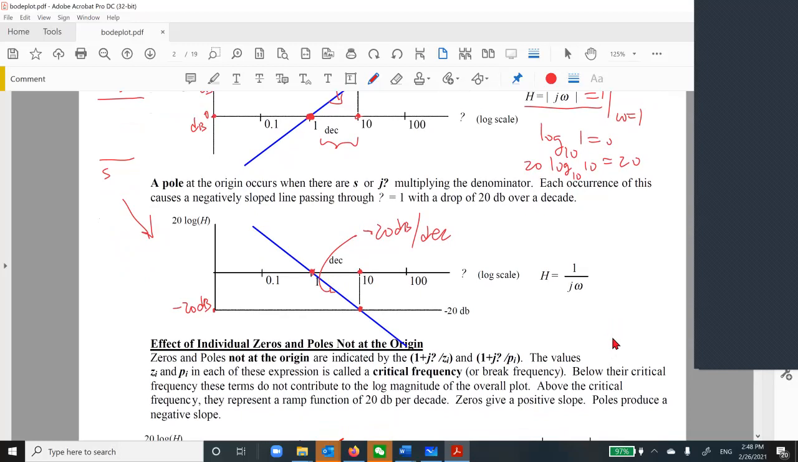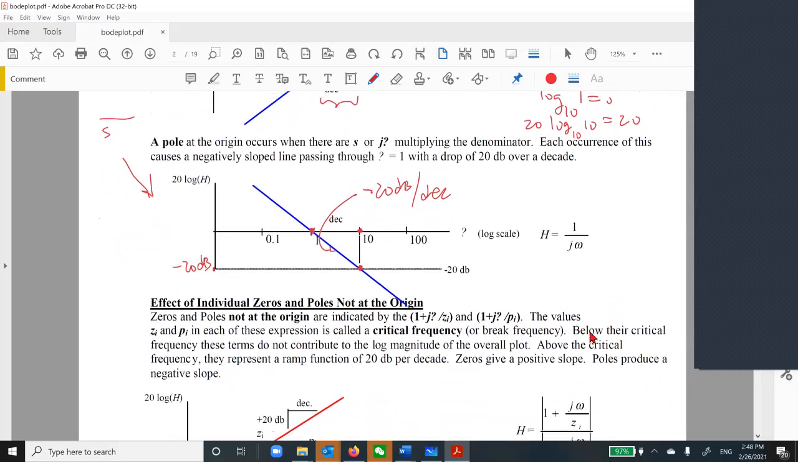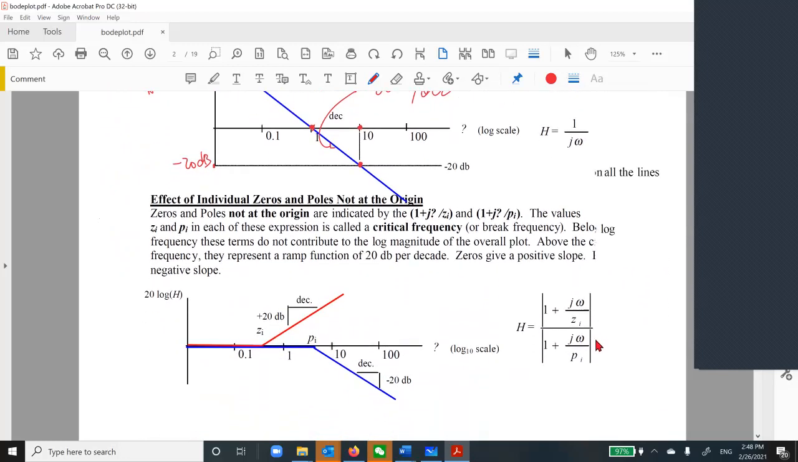So that is for a pole at the origin, or zero at the origin. But what if I have something not at the origin? For example, this is a Zi, Pi, so there's an omega here, there's an omega here. There's something called break frequency or critical frequency. Actually, I prefer you use something called a corner frequency, because there's a corner in here. So what you should do is you have values Zi here, Pi here.